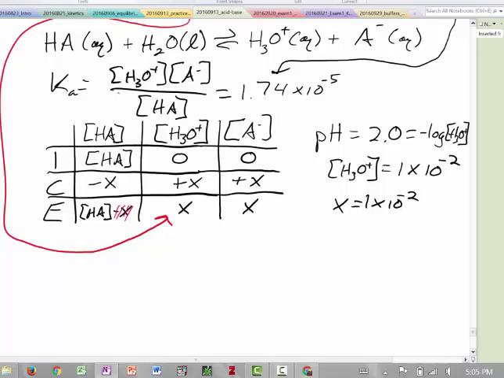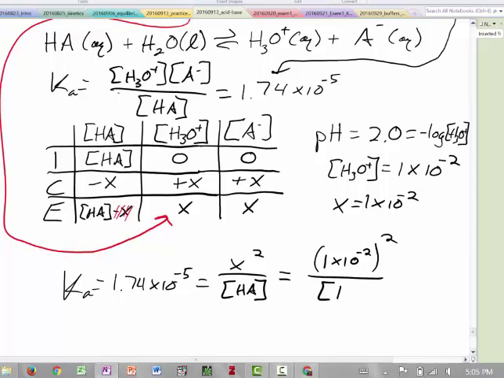Ka equals 1.74 times 10 to the minus 5th, the number I found from the pKa. It equals X squared over HA, except I know what X is. Don't forget to square that whole thing. Now I have an equation with one variable, and because X is small, you could even leave X in. If you wanted, you don't need X is small to solve this algebraically. You don't need the quadratic formula. It'll work out just fine to 1 sig fig with or without X is small. Let's solve for HA from here.